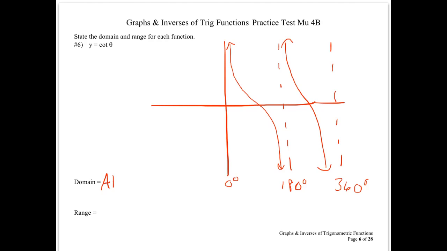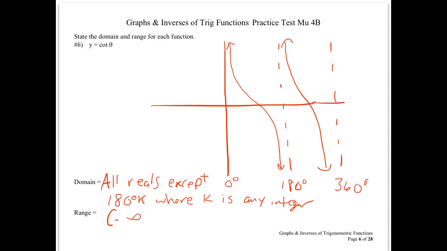So we could say the domain is all reals except every place there's a vertical asymptote. In this case, that's happening every 180 degrees K, where K is any integer. The range: this graph goes up and down forever without interruption. So the range is all real numbers, or we could say, using interval notation, negative infinity to infinity.